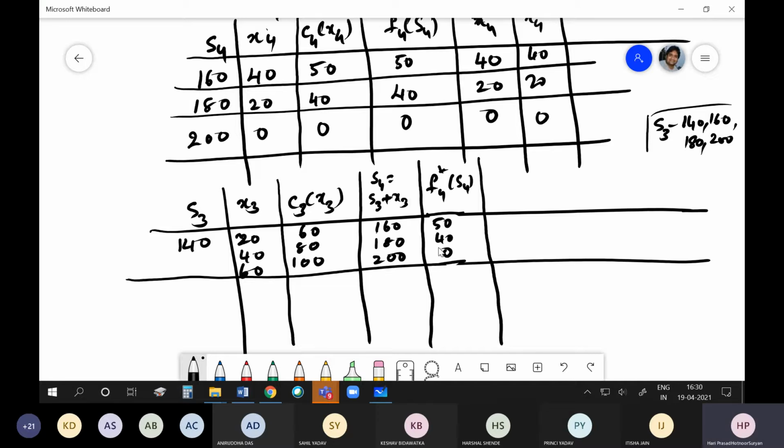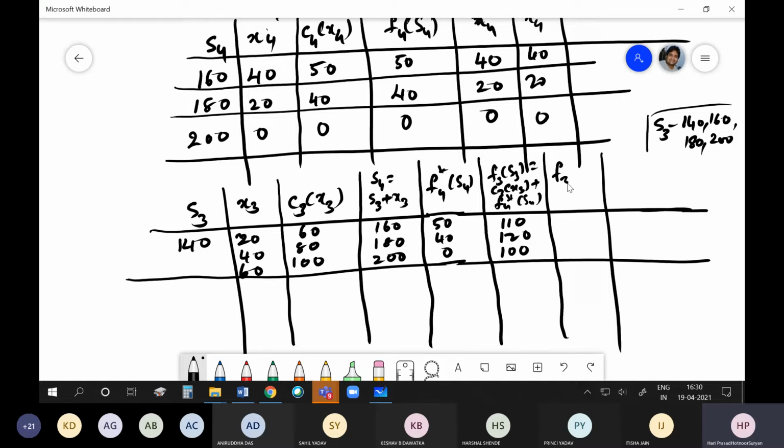$50, 40 and 0. So now F3 of S3 will be equal to C3 of X3 plus F4 star of S4. Okay, so how much will I get? 60 plus 50, 110, 120 and 100.